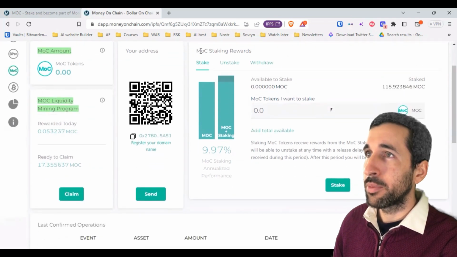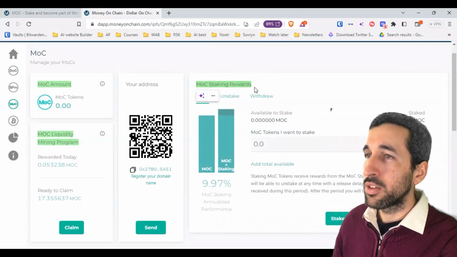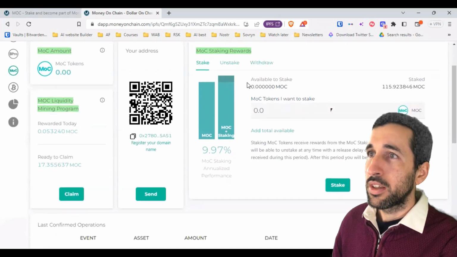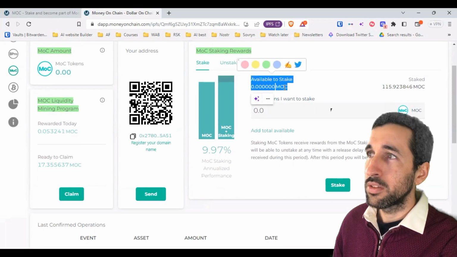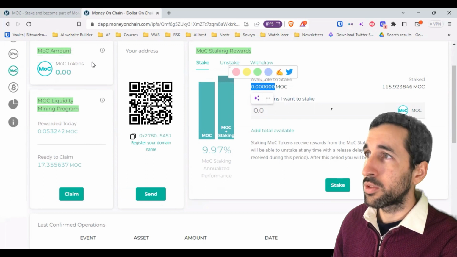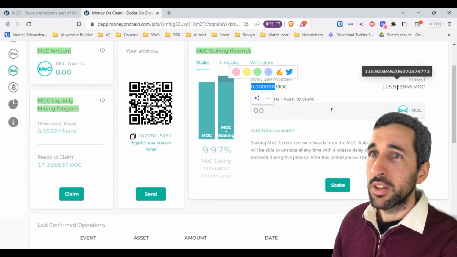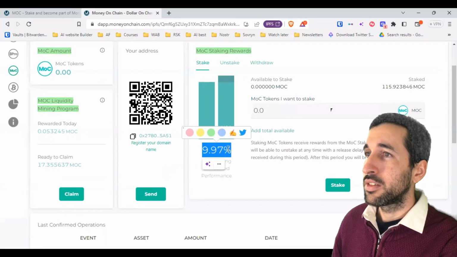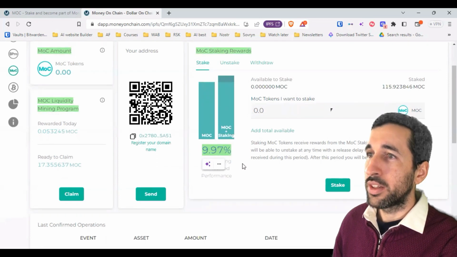This is the staking part. Of course, we will do a separate video specifically on staking, but I just wanted you to know that here it shows the MoC that are available to stake, so the ones that are in your wallet. Now here it shows 0, here it shows 0. These two numbers should be the same always. These are the ones I already have staked, and this shows you the earnings that staking generates right now.